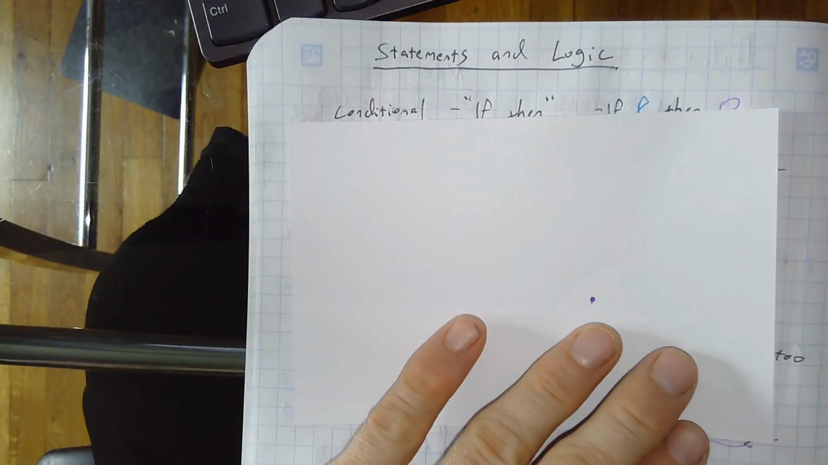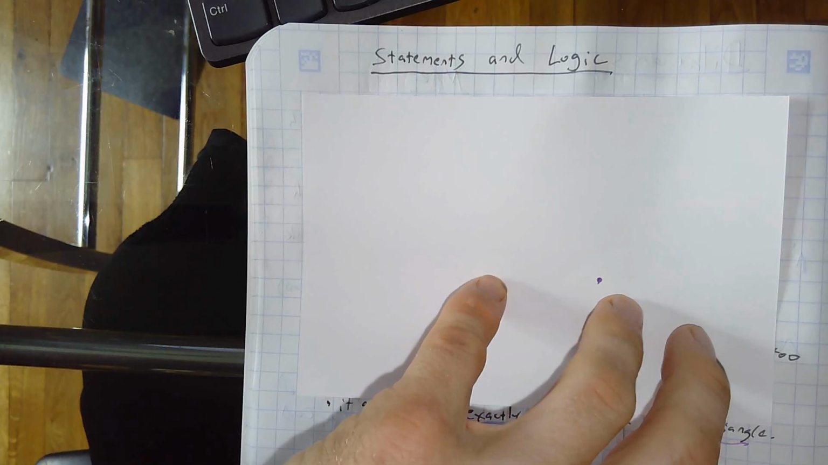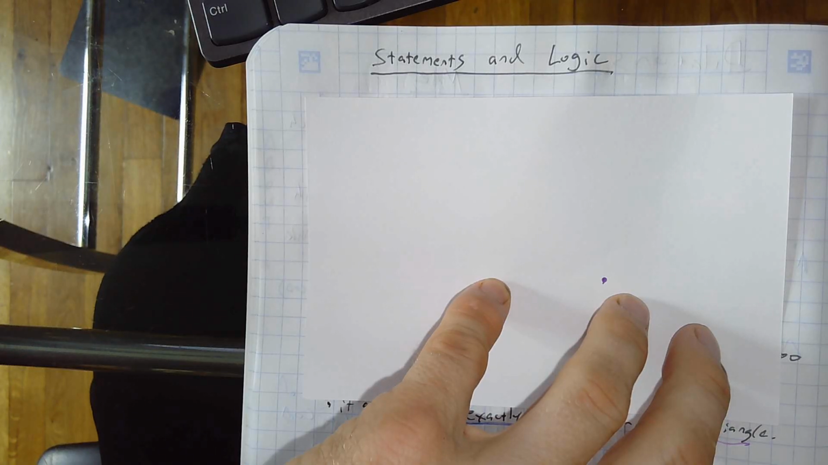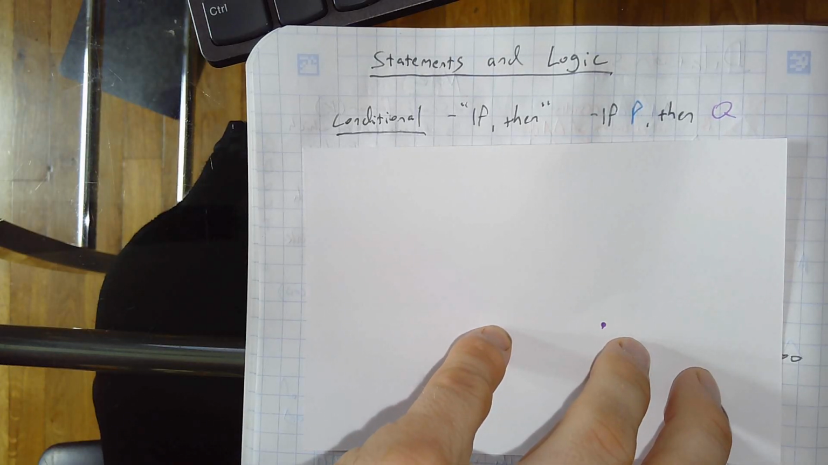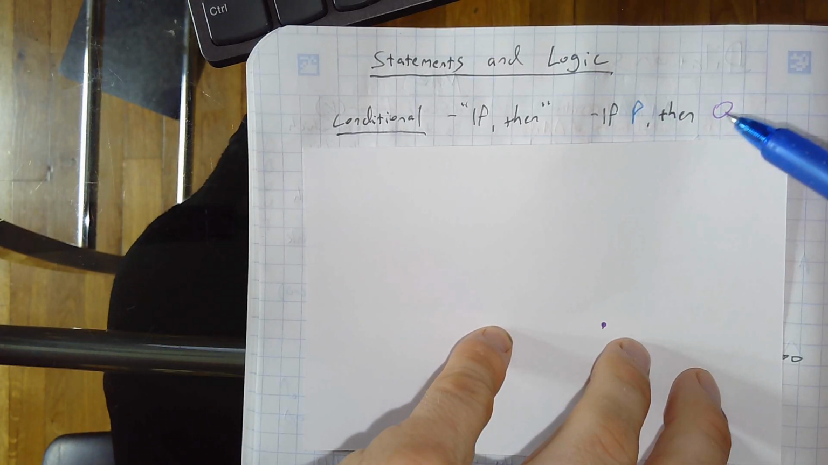All right, we're going to talk about statements and logic here. This is important because in geometry and in life, words matter, and you make certain statements and you want to be able to back them up using logic. A conditional statement is an if-then statement, so to speak. So if some condition exists, then the result or the conclusion of that exists as well.